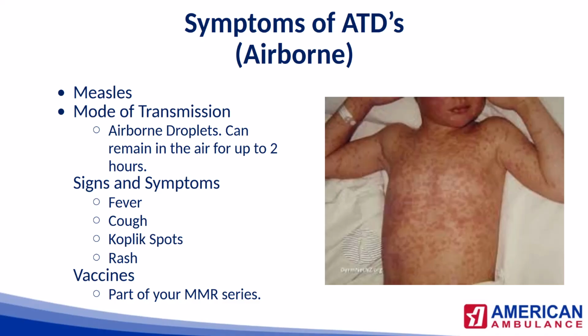Complications of measles can be severe, particularly in young children and immunocompromised individuals, and may include pneumonia, encephalitis, and in rare cases, death. Vaccination with the measles, mumps, and rubella (MMR) vaccine is highly effective in preventing the spread of measles.